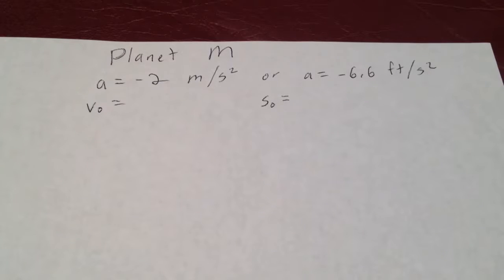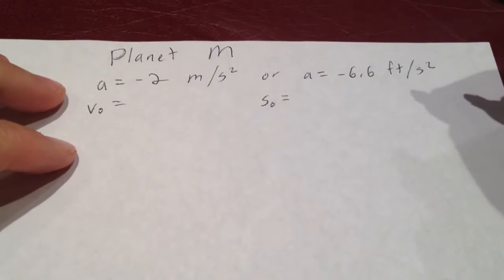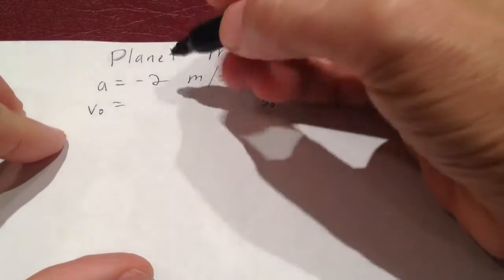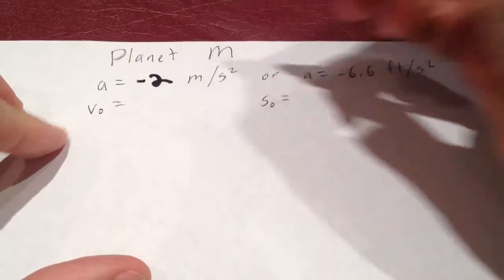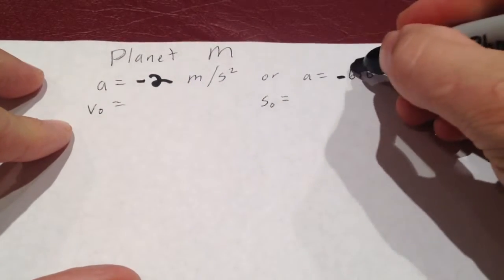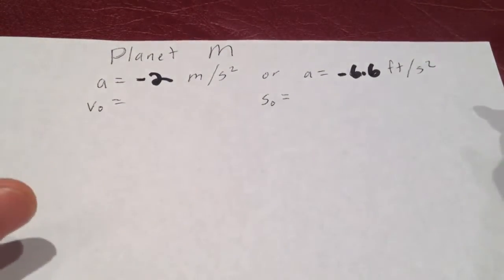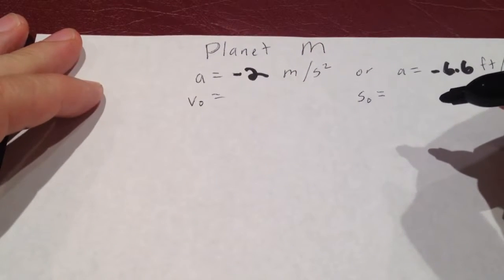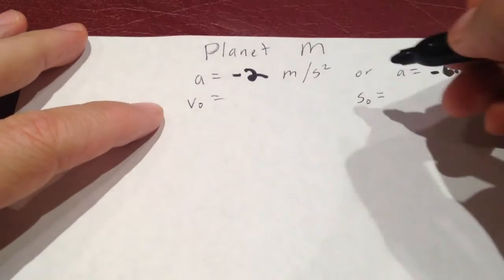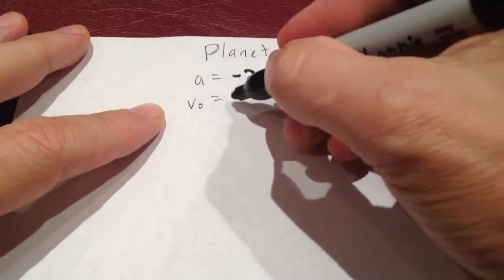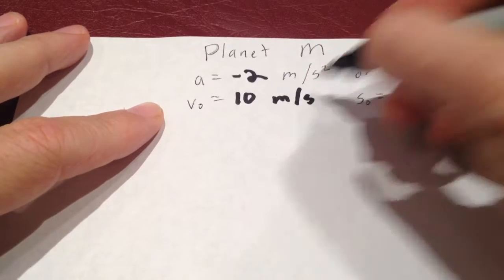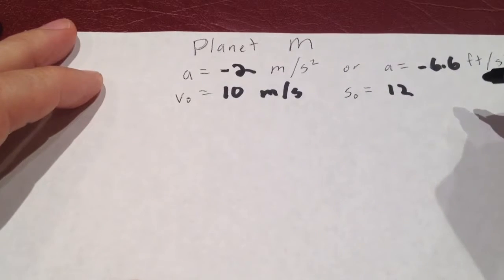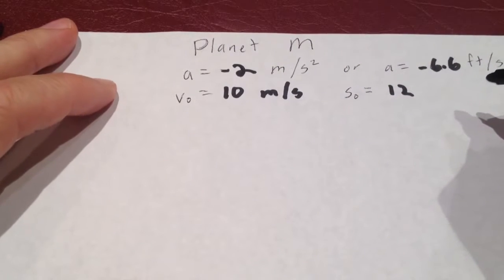Okay, so rather than do something in the Earth's gravitational field, we're going to do something on something I call planet M, which conveniently has an acceleration due to gravity of negative 2 meters per second squared, which is going to make the math a little easier, or negative 6.6 feet per second squared, which I'm going to avoid because it's going to make things more difficult. So let's say we hit a ball straight up in the air on this planet M with the negative 2, and our initial velocity is 10 meters per second. And maybe we're up on a platform that's 12 meters high, and the ball's going to go straight up to some height, then come down and miss the platform and eventually land on the ground.